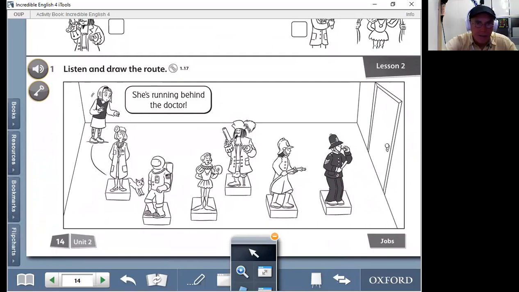Here you can see Molly, and there's Coco running around in the museum. This is the scientist, astronaut, actor, pirate, firefighter and policeman, and then the door. She's running behind the doctor. Listen and draw the route. So what you have to do is listen and you draw. You can use a color pencil where Coco runs, okay? So let's try that, shall we?